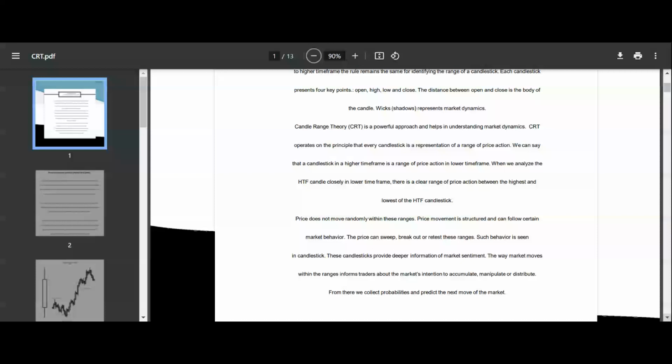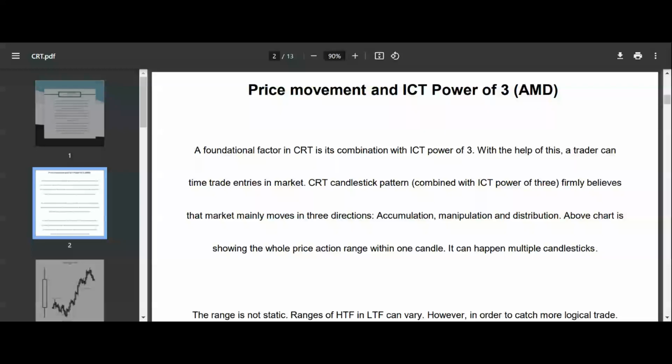ICT's power of 3. Yes, you heard me right. ICT's power of 3. ICT's power of 3 is the foundation factor in CRT. A combination of ICT's power of 3 will help a trader time his entry in the market with exact precision.